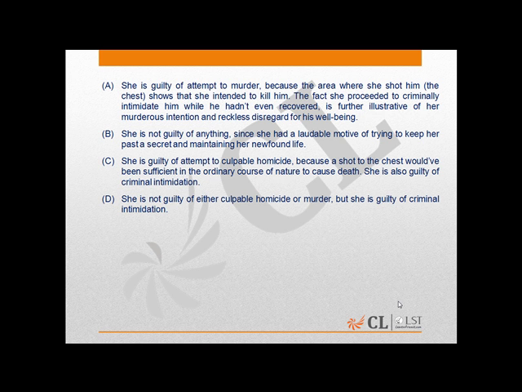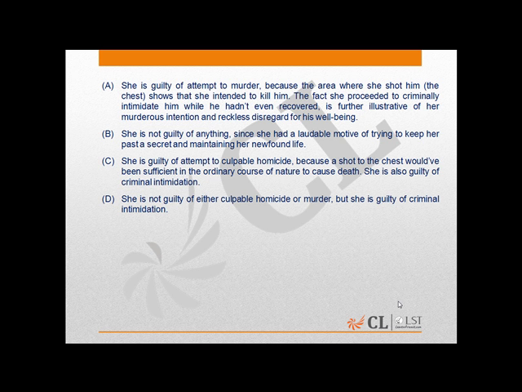So as we know from what we've studied about murder and culpable homicide, attempts to those crimes are punishable as well. Right. So here we need to see whether this was an attempt to murder or an attempt to culpable homicide. Right. So again, culpable homicide happens when whatever happened was sufficient in the ordinary course of nature to cause death. Of course it was.